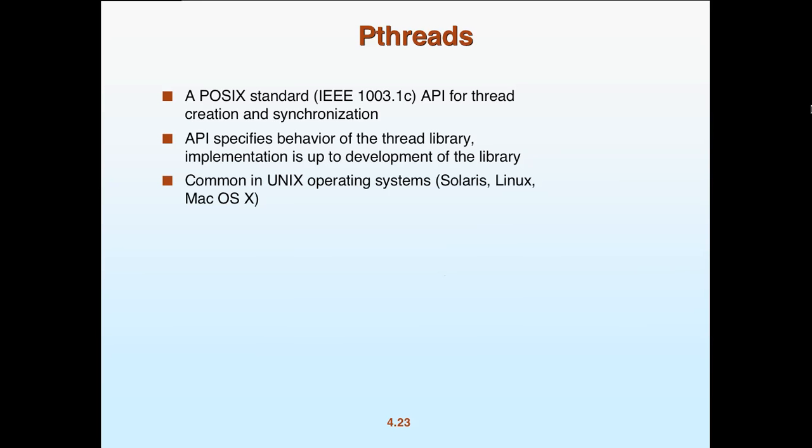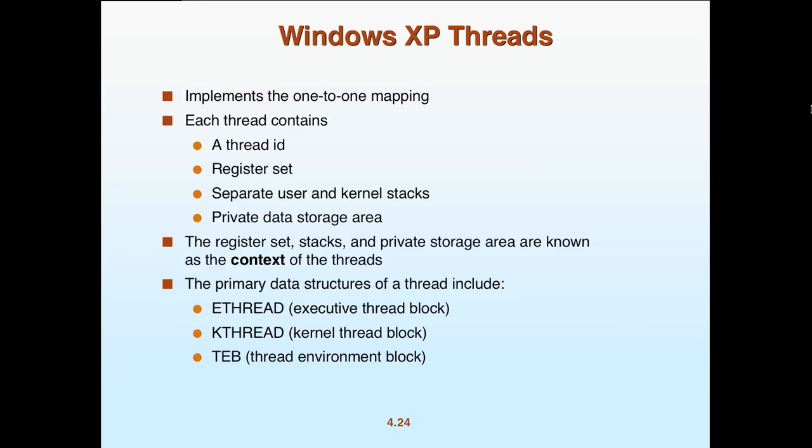So you could actually go to a terminal prompt on a MacBook, write a GCC program that uses threads, and create your own kernel level threads, essentially. You can't do that in Windows, however. Windows does support threads, but in a different way. It implements a one-to-one mapping, as I mentioned before.